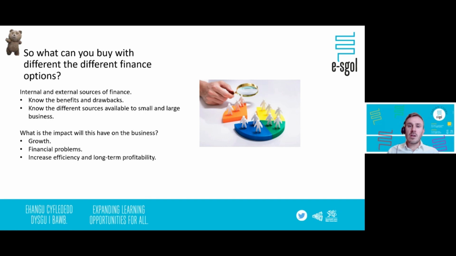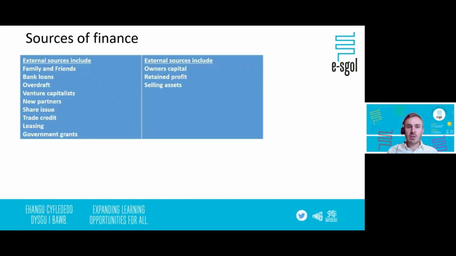It could be that you're looking at larger sums. Again, now we're going away from startup businesses, it might be looking at growth. So if you're using capital, share capital, a loan, it could be for growth purposes, and that impact would be to allow the business to grow. And here are some of those sources of finance that I just referred to.